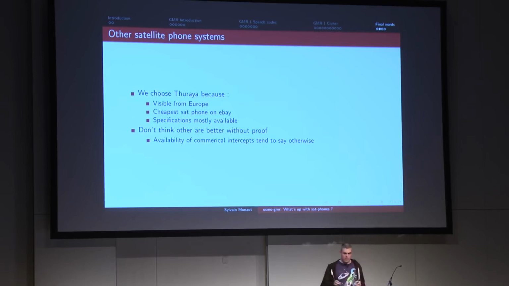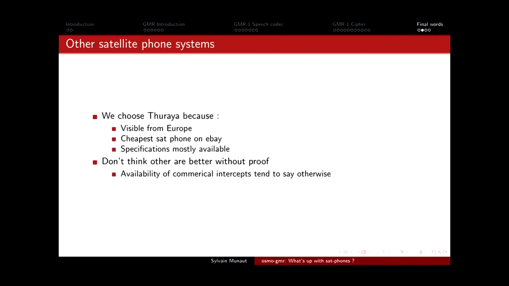Yeah, a quick note about other satellite phone systems. Please don't assume that just because Thuraya or GMR1 is broken that the others aren't, unless you have actual proof that they aren't, because the only reason we chose Thuraya is because the phone was the cheapest on eBay. So given that for other satellite phone systems you can also find commercial interceptors, there's a big chance that they're not that much more secure.